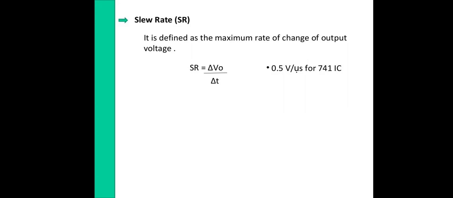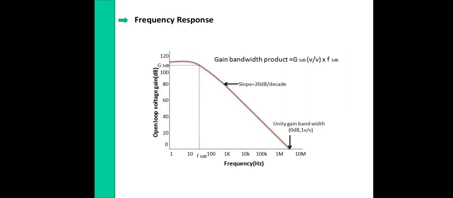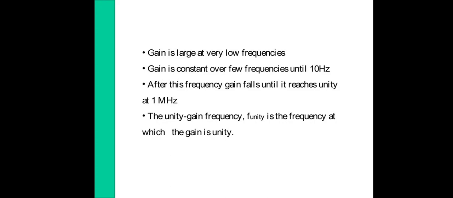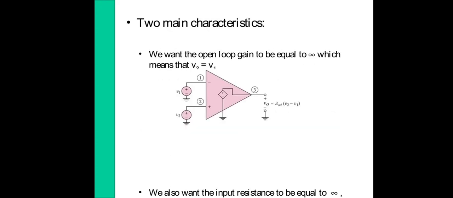Slew rate is defined as the maximum rate of change of output voltage. Frequency response of the given op amp: the gain is larger at very low frequency, gain is constant up to a certain frequency, and after that frequency the gain falls down. The unity gain frequency, f unity, is the frequency at which the gain is unity.